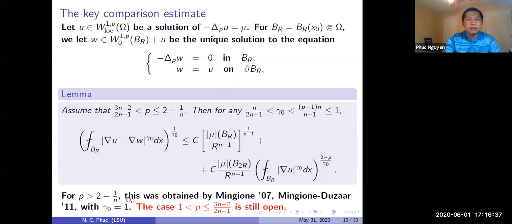For P bigger than 2 minus 1 over n, this is obtained from the work of Mingione-Duzaar in 2011, and in that case you can choose even gamma 0 to be equal to 1. And for P less than this power, (3n minus 2) over (2n minus 1), this is still open. But in that case, you used to have to keep gamma 0 in this range on the left-hand side, but on the right-hand side you can choose gamma 0 to be 2 minus P, if you assume that this is finite, I mean, the gradient of u in L^(2 minus P). Then you can choose gamma 0 to be 2 minus P, and that's enough for some estimates that I will tell you later.